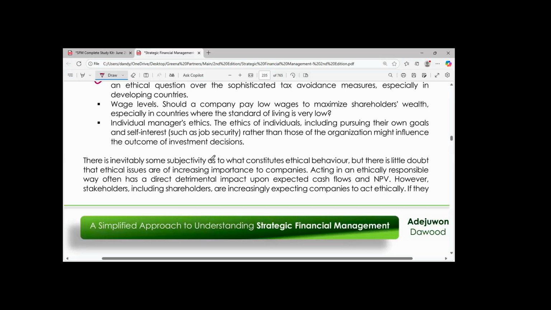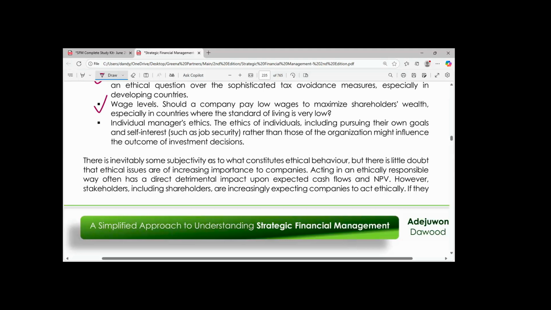Okay. Then lastly, I talk about individual management ethics, the ethics of individuals, including pursuing their own goals and self-interest, such as job security rather than those of the organization, which might influence the outcome of the investing decision. Because some of the managers, what we call agency theory, stakeholder theories, and all of that. Some of the managers, for example, the company may have given them share options based on their performance, based on achieving certain conditions.